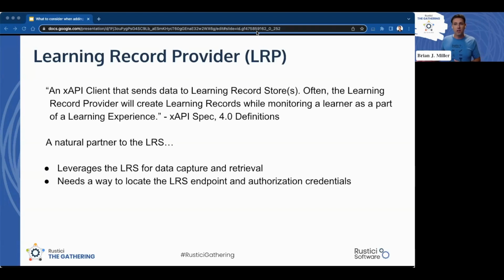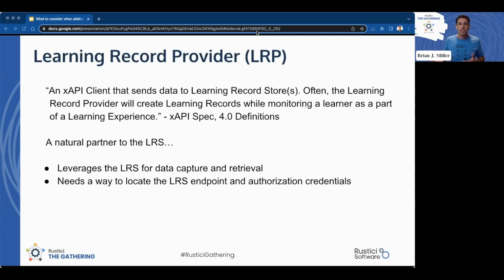And then, so what talks to the LRS? What communicates with it? What sends it the data? It's the natural partner to the LRS, and that's the learning record provider, right? So it's going to leverage the LRS for data capture and retrieval. And it's generally what we talk about when we talk about the experience. It is the simulation. It is the browser-based content. It is the thing that is going to leverage that LRS. It's not always that, but that is the thing that's going to create data and capture the data.